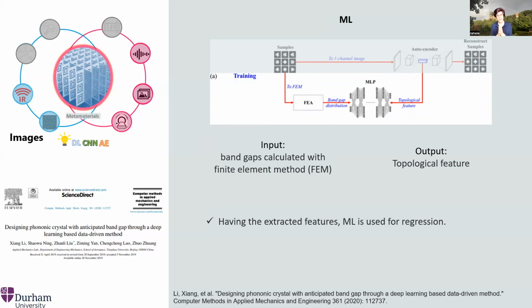So they use the FEM, finite element method, to find what is the band gap calculated with those samples. So having the band gap, they trained a kind of MLP, a small machine learning algorithm, whose input is those band gaps, and its output is exactly the topological features that we found from the previous step. So from now on, having a small number of data is enough for training an algorithm to take the input as band gap and produce output as topological features.